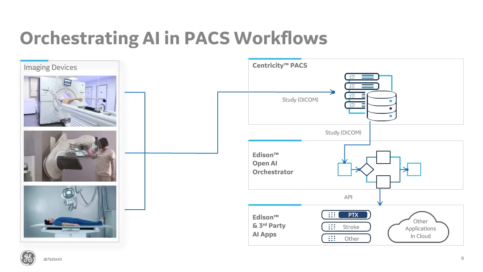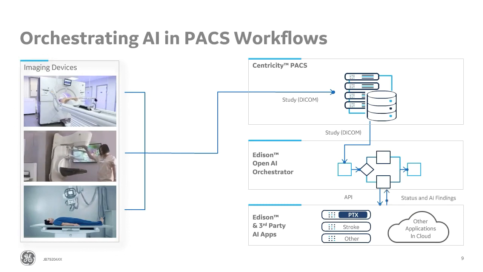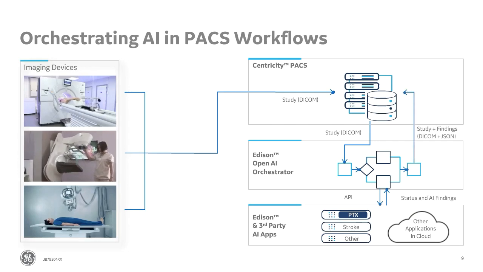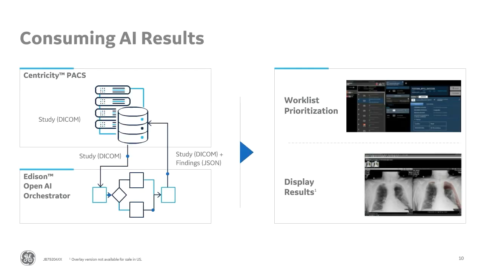It then takes the AI results back from these algorithms, the probability scores and any location references such as heat map, image overlay, and passes these back into the PACS. From there, these results are made available to the radiologists at the right points in their workflow, both in their work list and in the diagnostic hub as well as in the viewer itself.